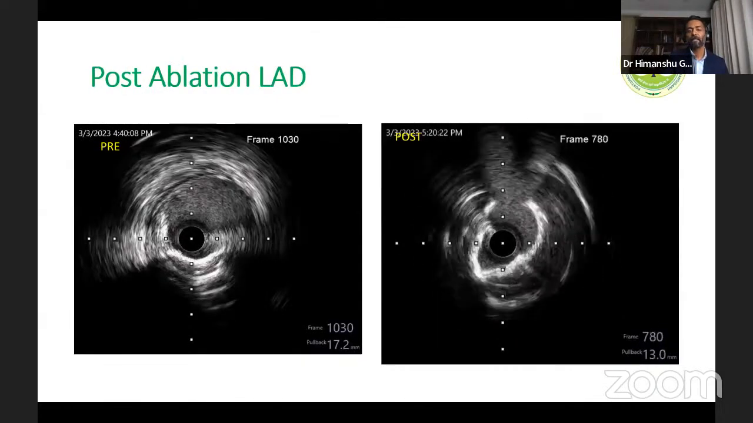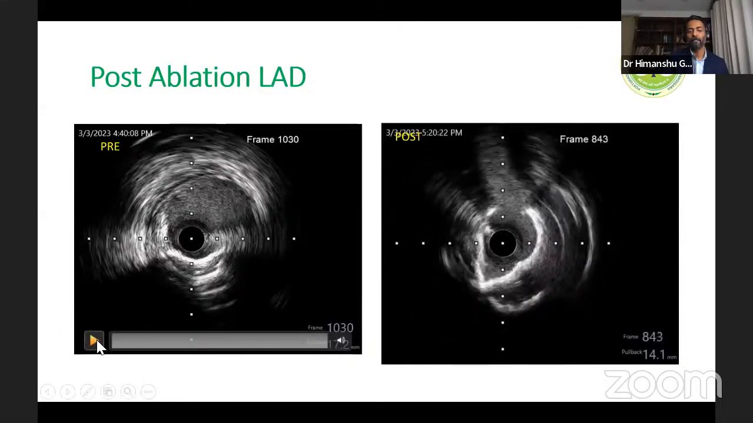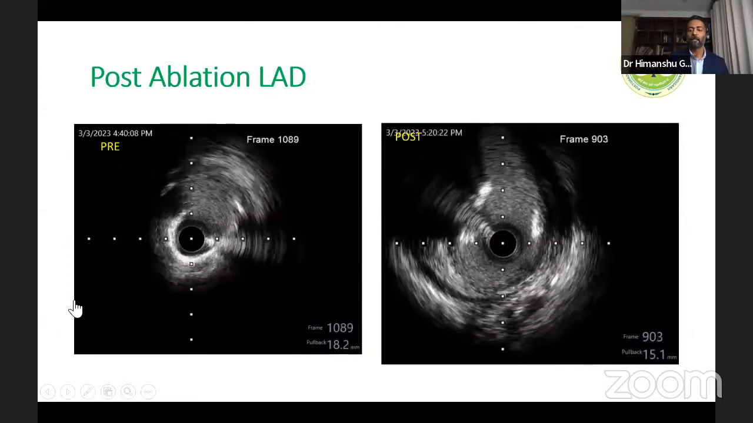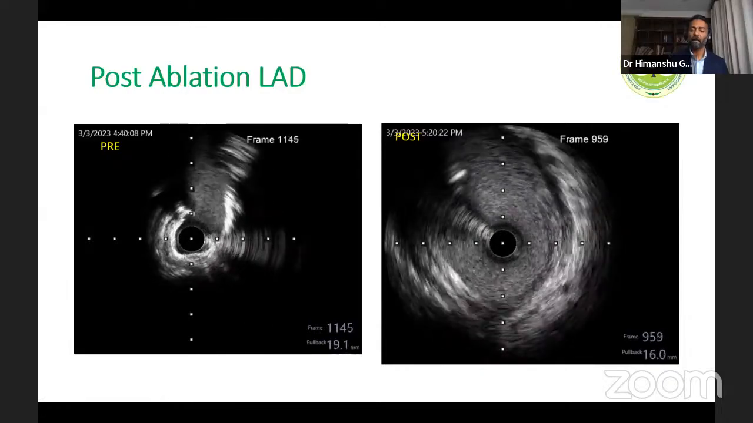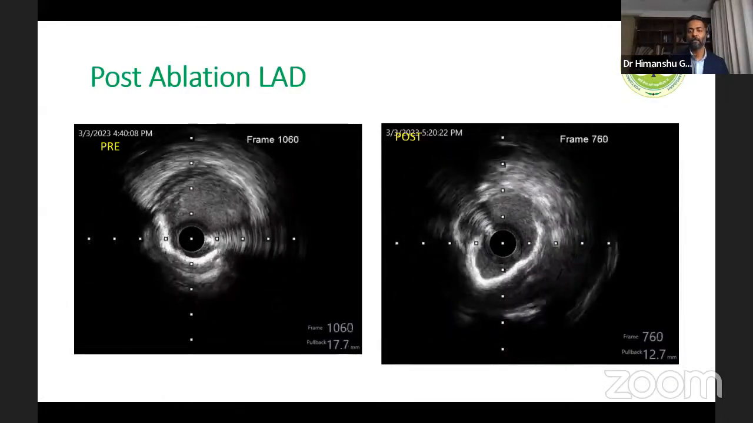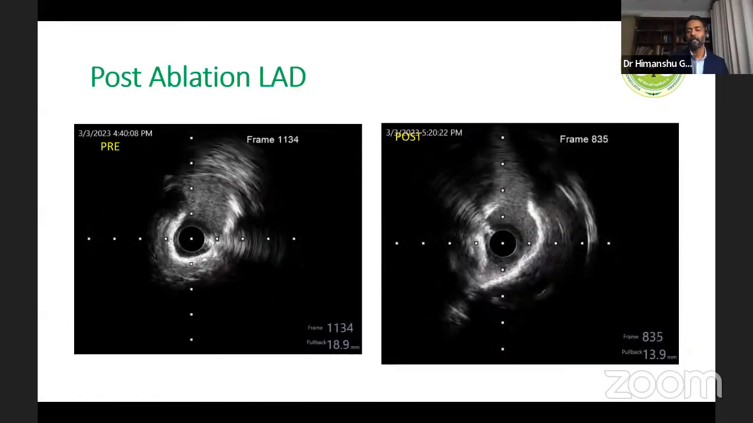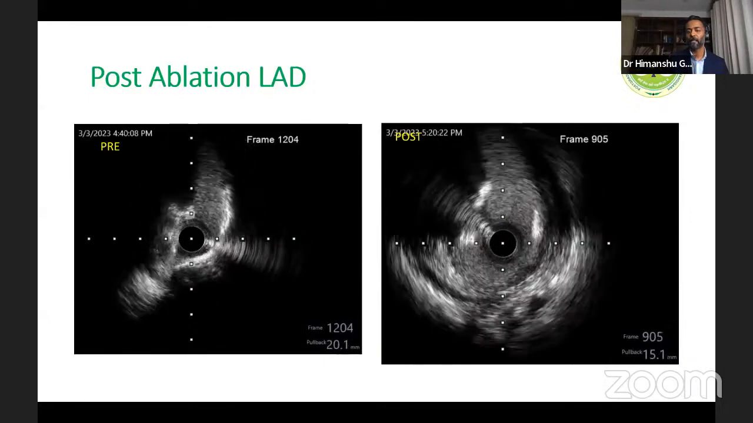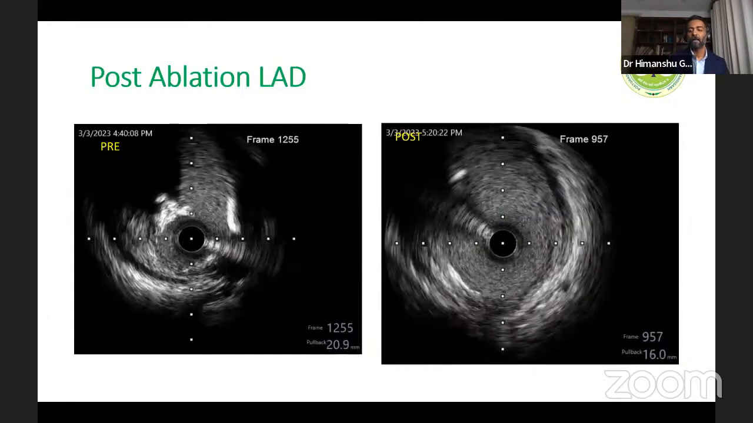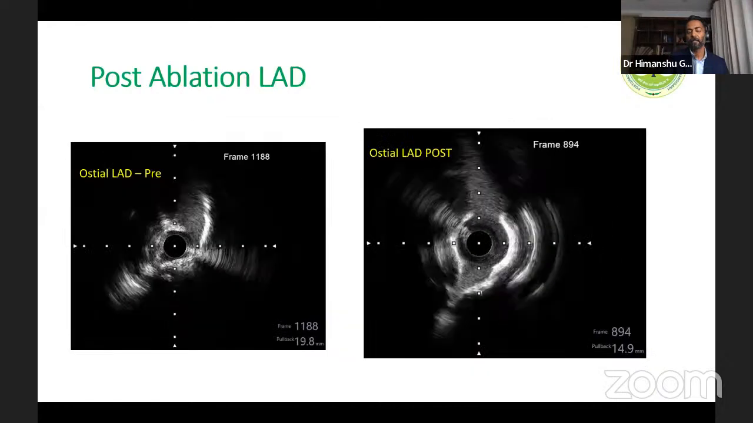And this is the pre and the post imaging for the LAD, which is very interesting. On the right panel, there is post 2 millimeter burr. You see significant lumen gain, thinning of calcium at the ostium of the LAD, and some reverberations, which show that the calcium has been shaven off. So this is the ostial LAD pre on the left panel, and on the right panel, you can see without balloon dilatation, just with the burr, you've gained almost 2 millimeters. That is the lumen diameter you gained because of the burr.